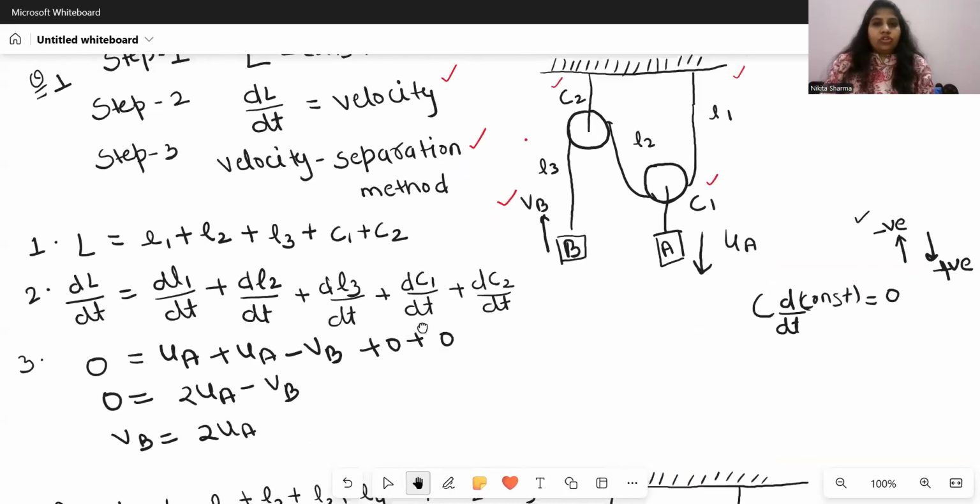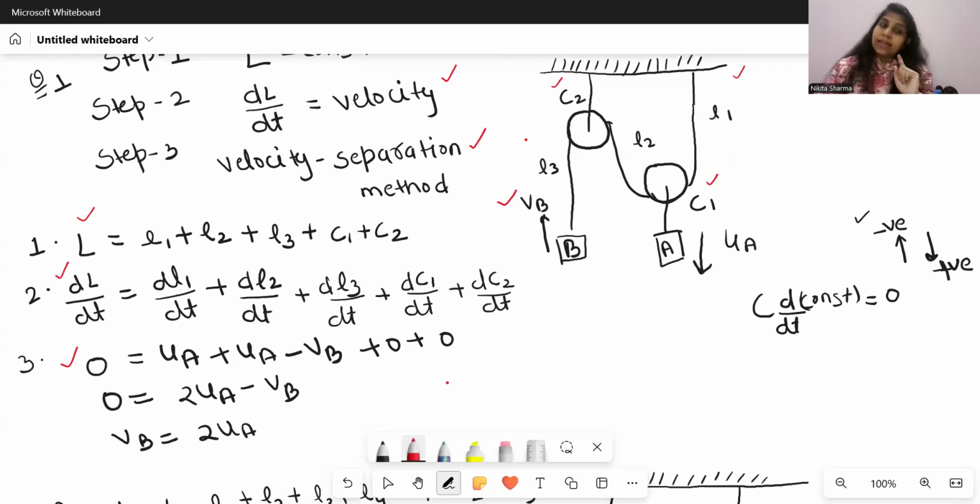Let's solve this particular question. In step number one, the total length will be L1 plus L2 plus L3 plus C1 plus C2. In step number two, we will differentiate the entire equation with time. And in step number three, we will use the velocity separation method. Now, the total length of the string is constant, which means dL by dt will be 0.